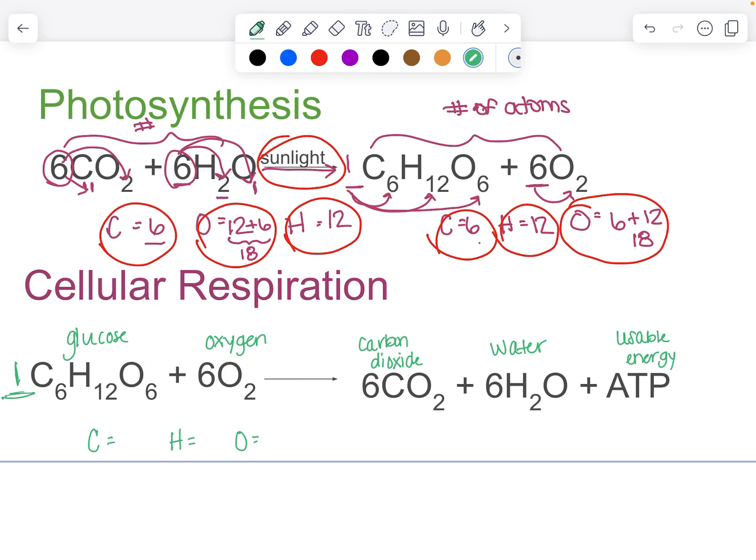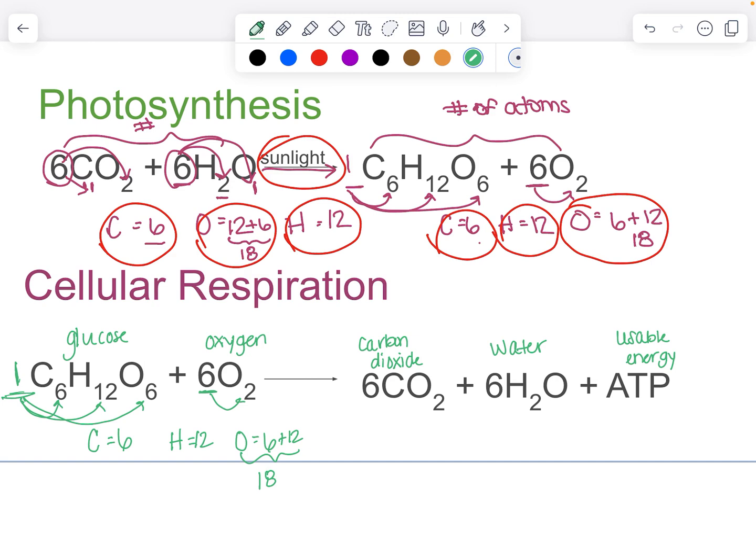So let's take a look at how many carbons we have on this side. So 6 times 1 is 6. 1 times 12 is 12. 1 times 6 is 6. 6 times 2 is 12. So once again, I have 6 carbons, 12 hydrogens, and 18 oxygens.